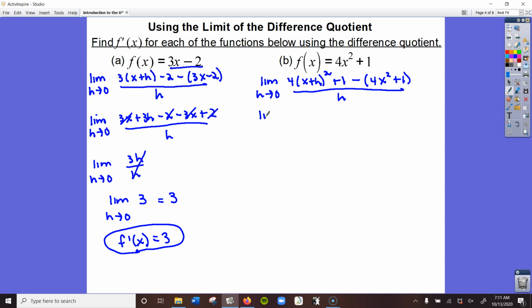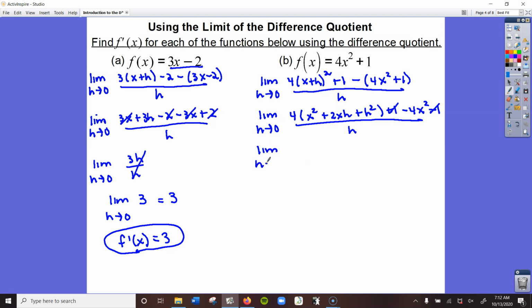So now we are going to need to distribute. So we have 4 times x plus h squared. Remember, that's x plus h times x plus h, which is x squared plus 2xh plus h squared, plus 1. I'm going to distribute the negative, which is negative 4x squared minus 1. These ones would cancel. Everything is all over h. Now we can go ahead and distribute the 4.